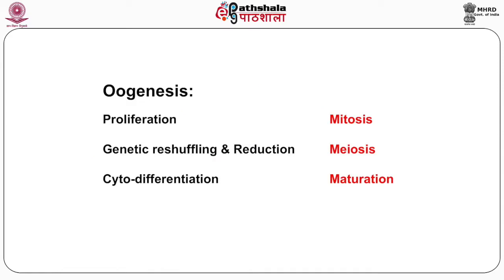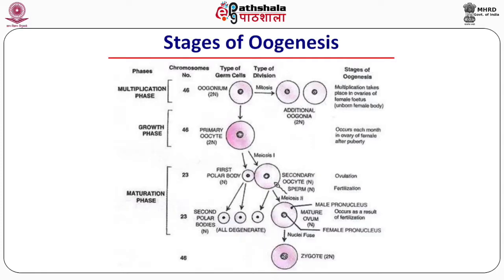So, the process of oogenesis or oocyte production requires three kinds of steps. One is the proliferation, which happens by mitotic divisions. The second is the genetic reshuffling and reduction in the number of chromosomes, which is by the meiosis process. And the third, the maturation step or the cytodifferentiation of the oocyte to become a functional mature oocyte. This picture shows the different stages of oogenesis.